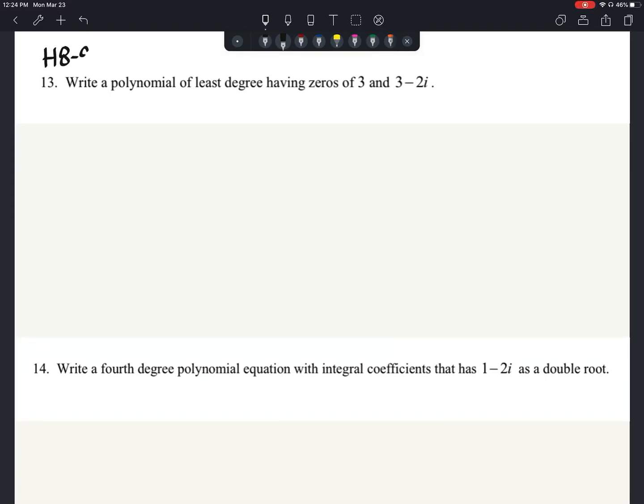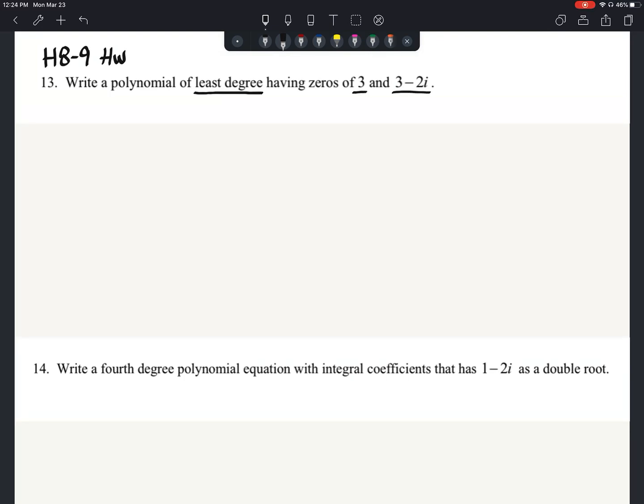This is problem number 13 from the H8-9 homework. It states, write a polynomial of least degree having zeros of 3 and 3 minus 2i. So they're saying here we want to have the least degree possible, okay? And they're listing out two roots here, okay?